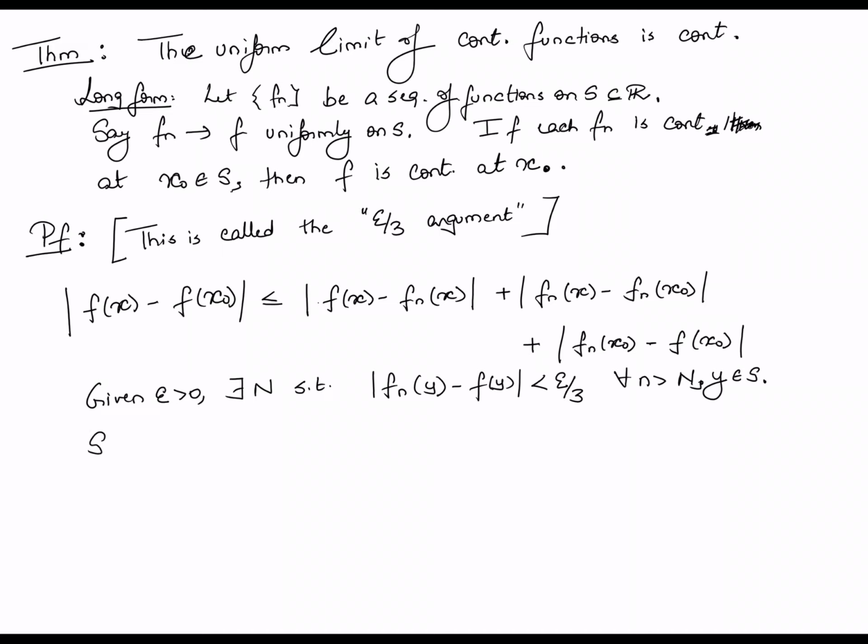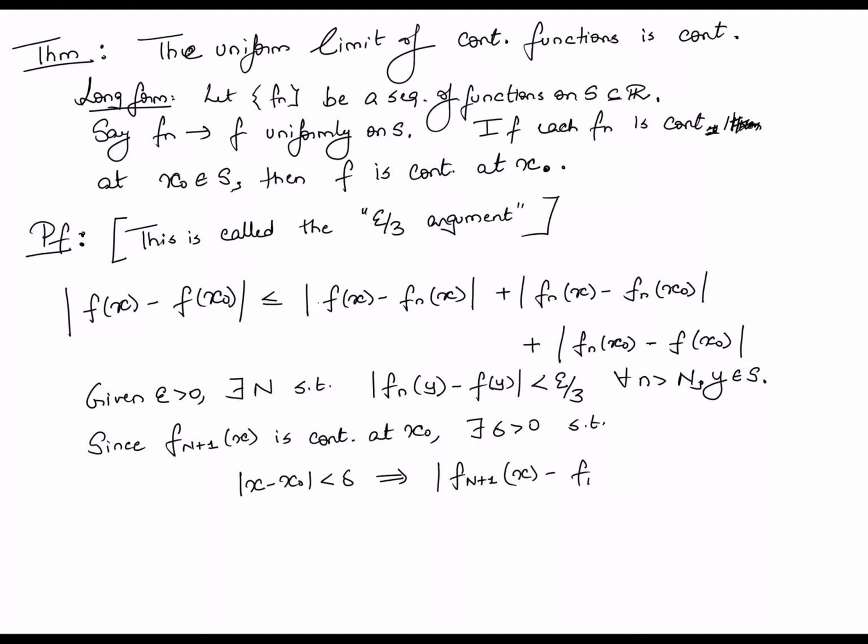So since f capital N plus 1 of x is continuous at x naught, there exists a delta greater than 0 such that if x is within a delta distance from x naught, that would imply that f capital N plus 1 of x minus f capital N plus 1 of x naught is going to be less than epsilon by 3. Right, so now we have all the pieces required.